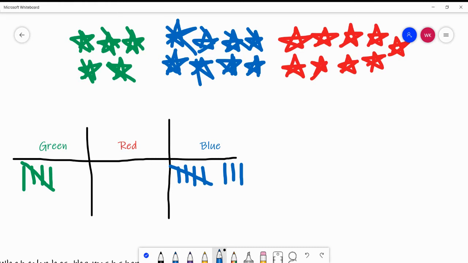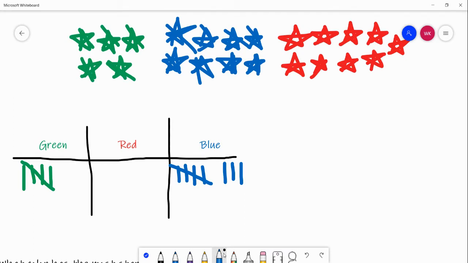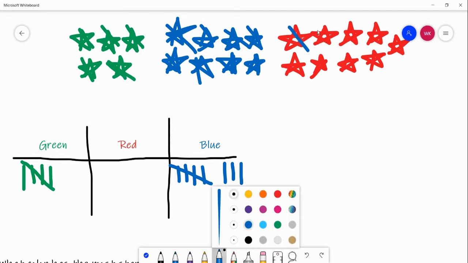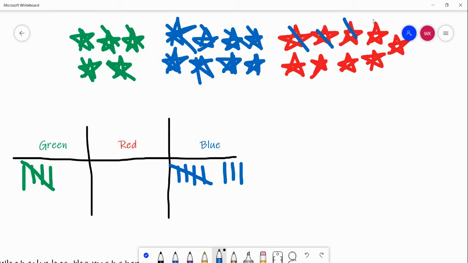All right, and last but not least, we have our red stars. So we are going to go ahead and count those up. So we have 1, 2, 3, 4, 5, 6, 7, 8, 9. So we have 9 red stars. I'm going to make that red. All right, so we have 9.